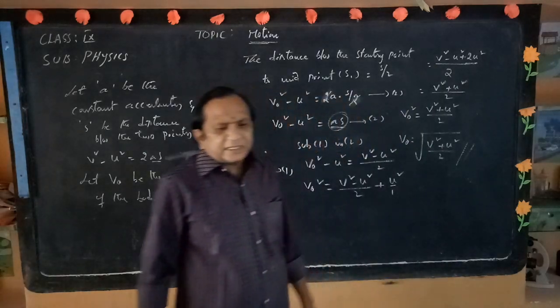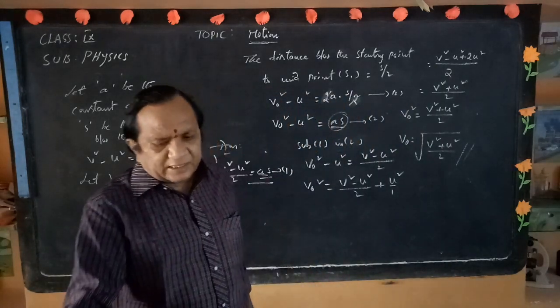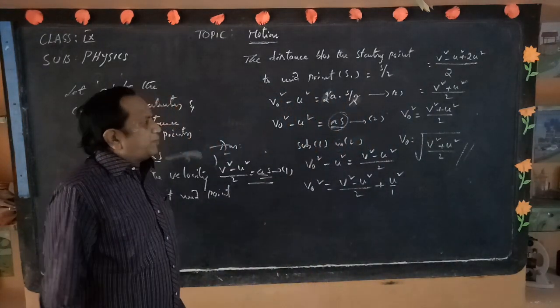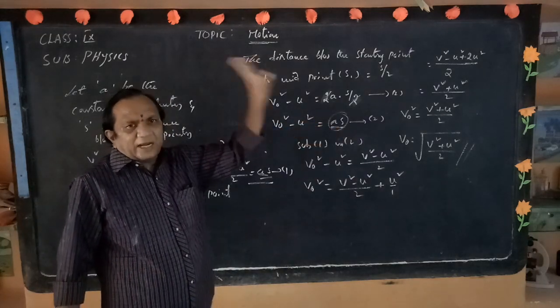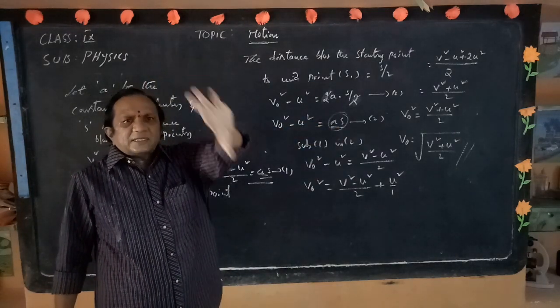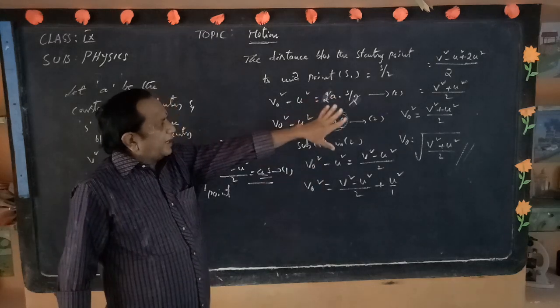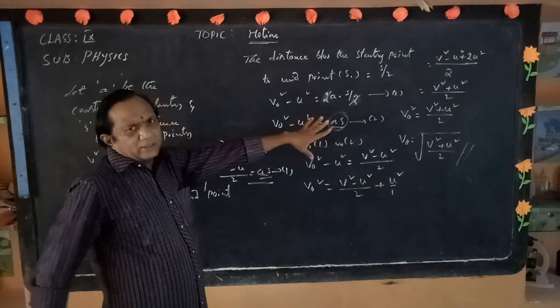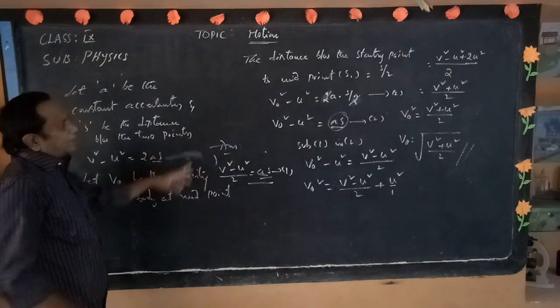That's the distance. Numerical values are not given. That's why we have to prove it. At midpoint velocity means we have to calculate that value. Final velocity square plus initial velocity square by 2, and to make square root, then we get that answer. Understand? Once again I repeat this problem.